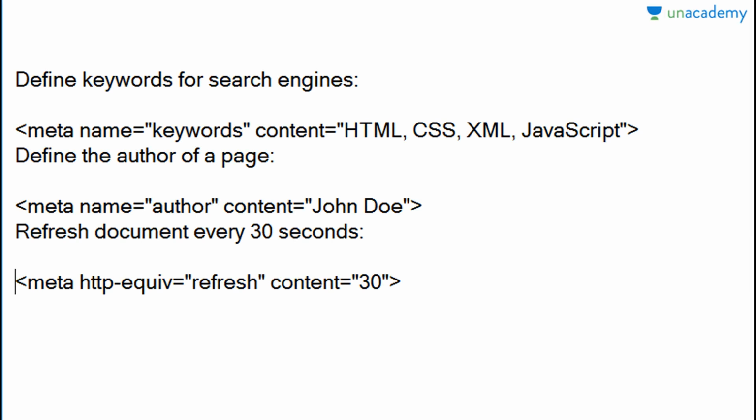Now moving forward, let's see how we define keywords for search engines. We use this property: meta name equals keywords, content equals HTML, CSS, XML, JavaScript. These are defined, and always remember that all these meta tags that we are using go inside the head element.